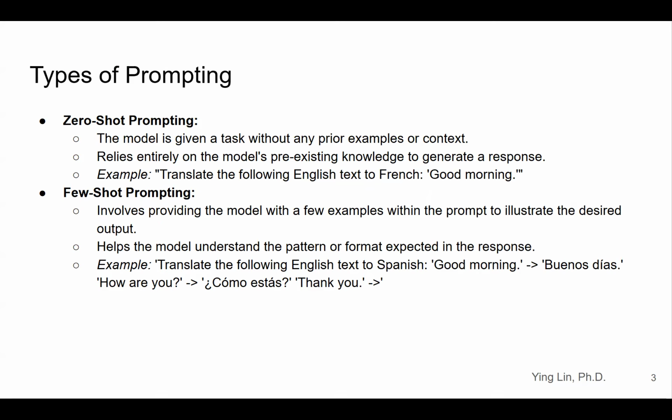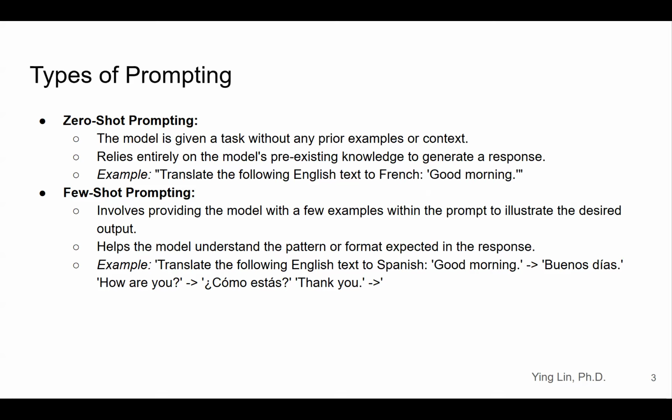Here we're going to discuss two key techniques. One is zero-shot learning, or zero-shot prompting. Another one is few-shot prompting. For zero-shot prompting, the model is given a task without any prior prompt examples or additional context. It relies entirely on pre-existing knowledge from its training data. Zero-shot prompting works well for common tasks, but complex tasks may require additional guidance.